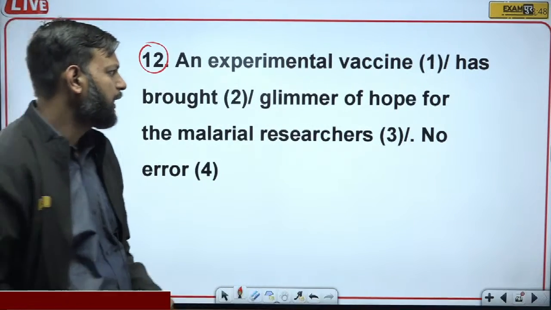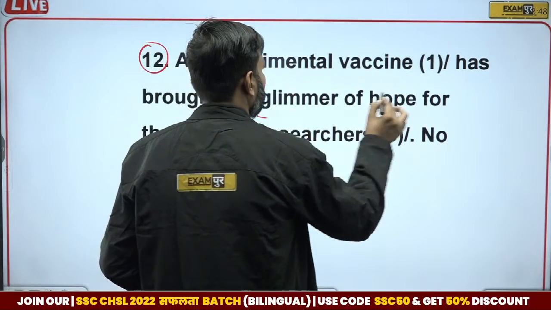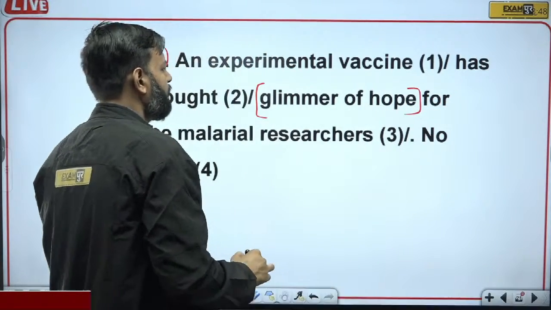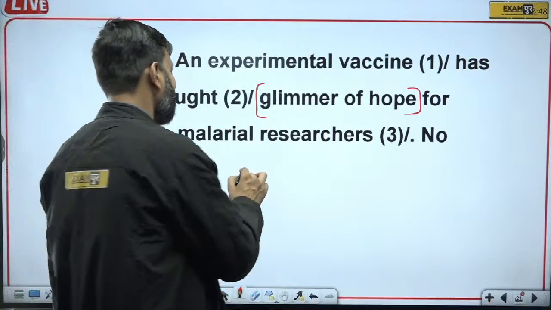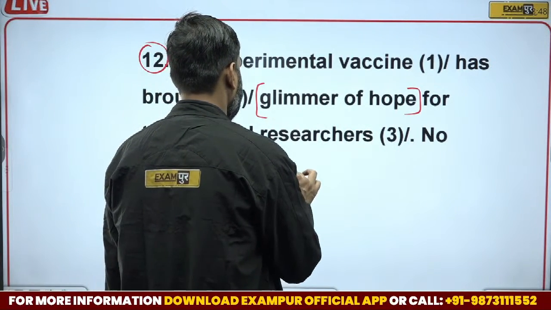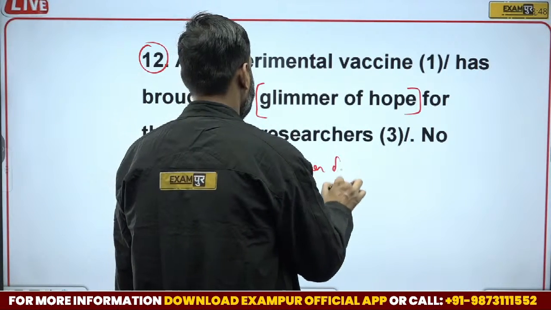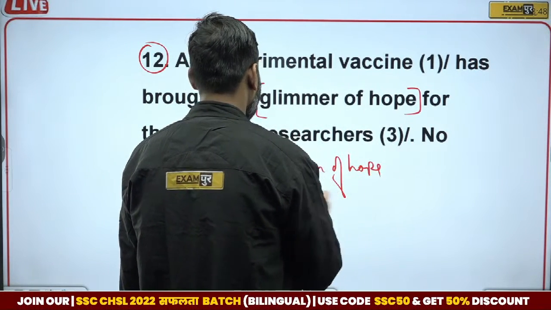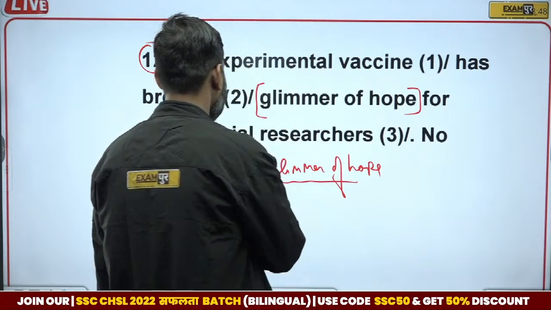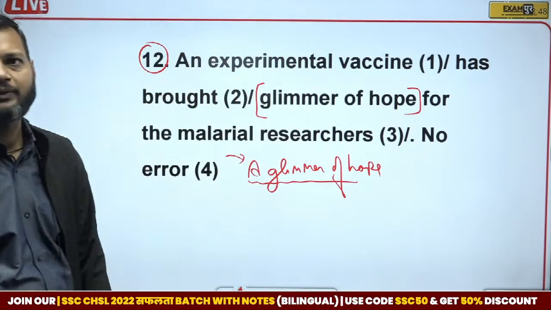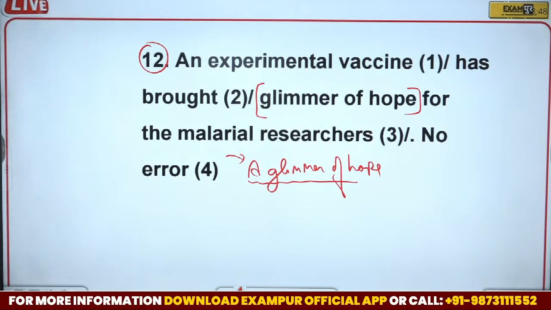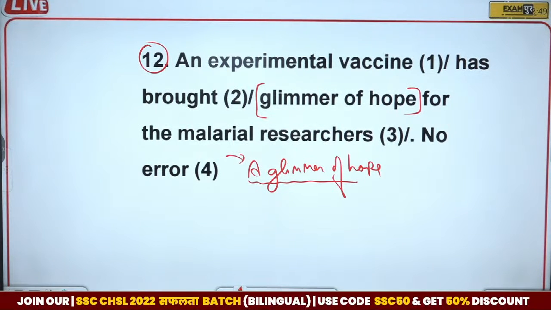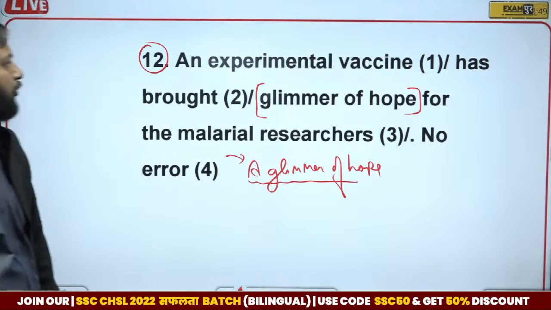See, glimmer of hope, this is a countable noun, so we should add the indefinite article a with it. So it should be a glimmer of hope. Okay, a glimmer of hope should be the right answer. Okay, now the next one.